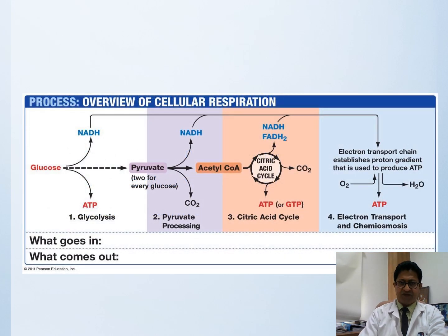When you look into the diagram, this is the overview of cellular respiration. Here you can see glucose getting converted into pyruvate and then further into acetyl coenzyme A, and then it further enters the citric acid cycle. These reactions occur in four steps: one is glycolysis, second is pyruvate processing, third is the citric acid cycle, and fourth is electron transport and chemiosmosis.